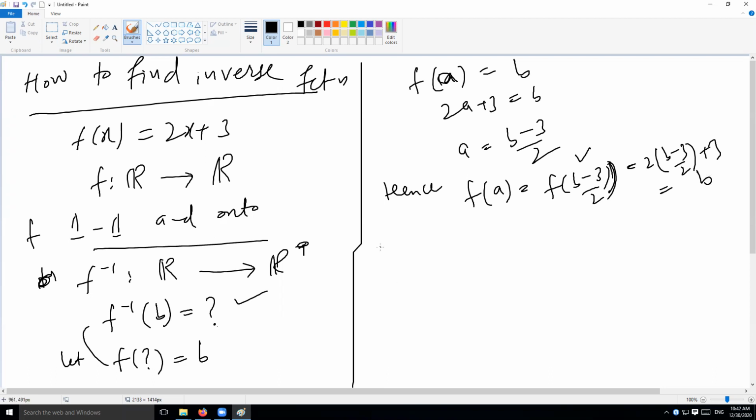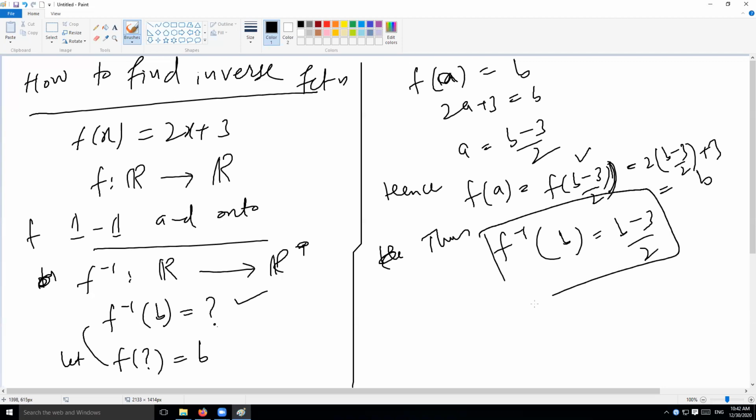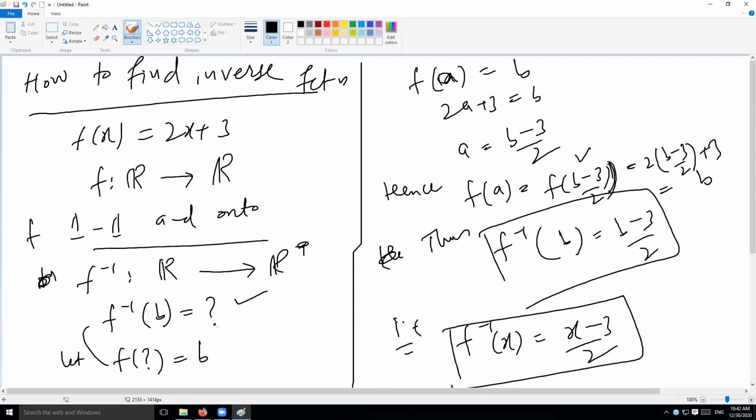Hence, or thus, you're going to say that f inverse of b is equal to what? This thing that you have found. In other words, b minus 3 upon 2. Okay? If you want to write it in terms of x, it doesn't matter. The f inverse of x is equal to x minus 3 upon 2. So that's really the inverse function of the given function.